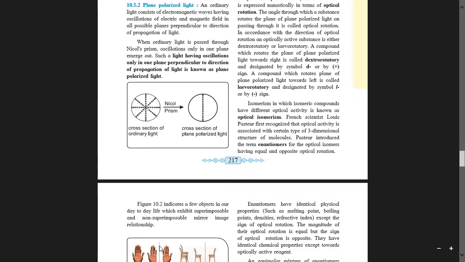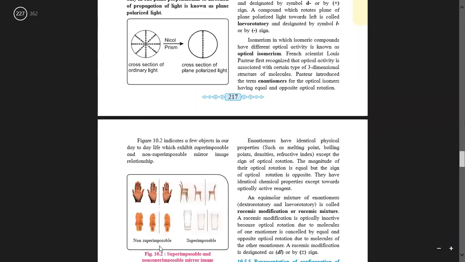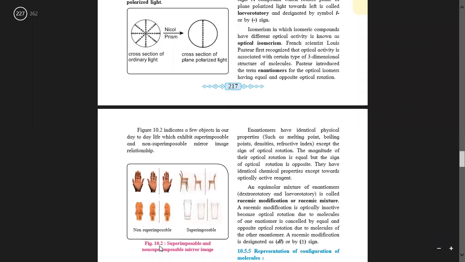Then what is optical isomerism? Isomerism in which isomeric compounds have different optical activity is called optical isomerism. Meaning d having rotation towards the right side and l having rotation towards the left side. This phenomenon of isomeric compounds is known as optical isomerism. So that is also called enantiomers. So enantiomers are optical isomers.